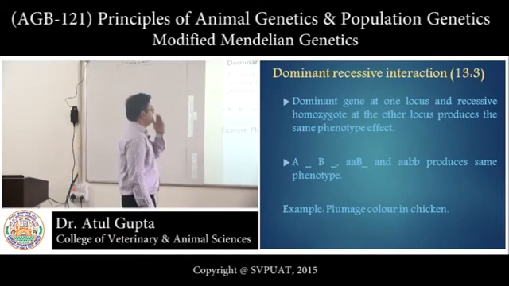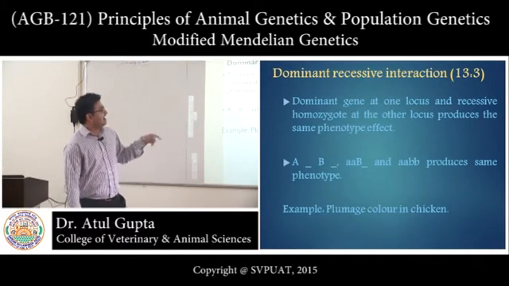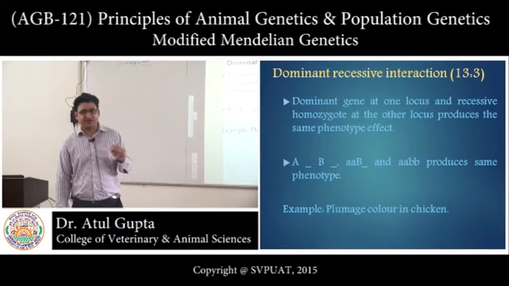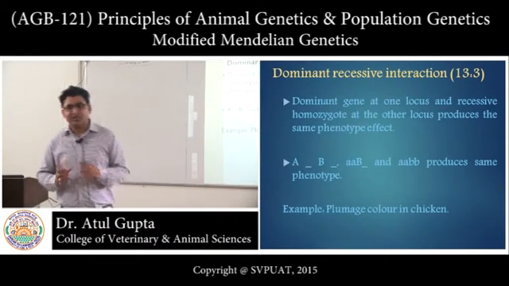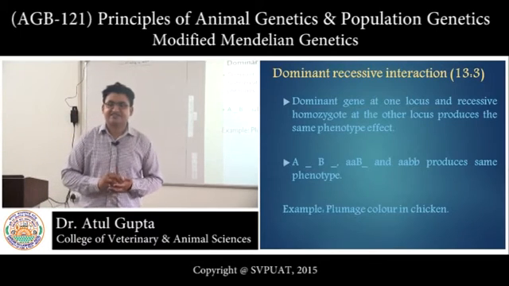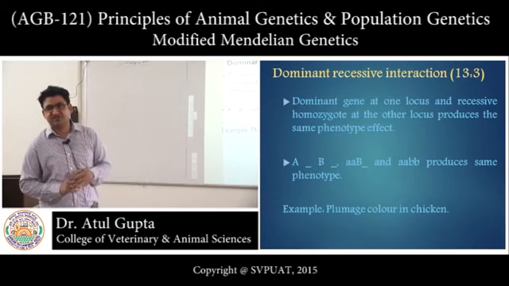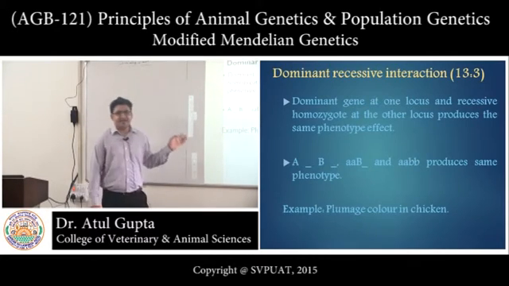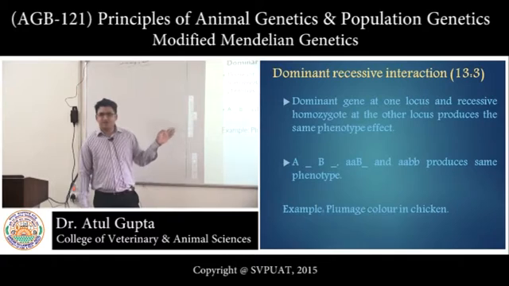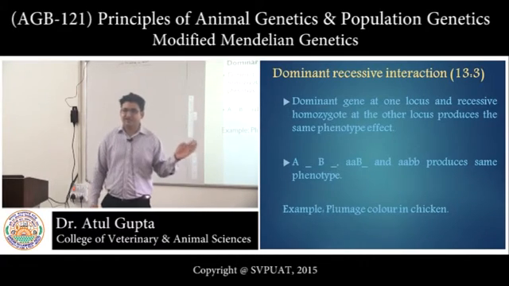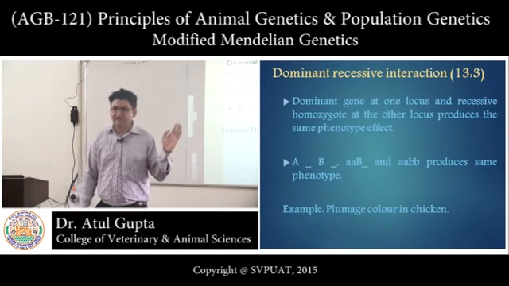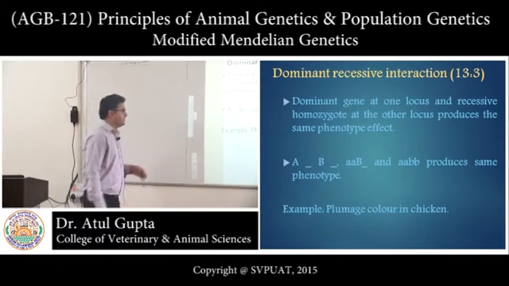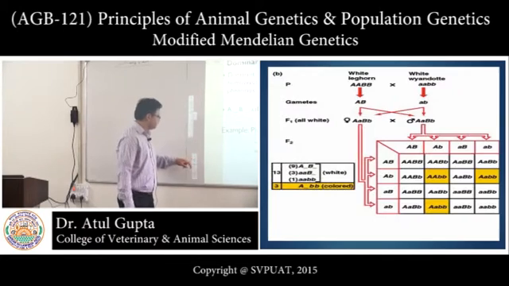Here in this phenomenon, the dominant gene at one locus and the recessive homozygote at the other locus produce the same phenotypic effect. That is, capital A dash, B dash, and small a, capital B dash, and small a, small b will produce the same phenotype. An example is plumage color in chicken.